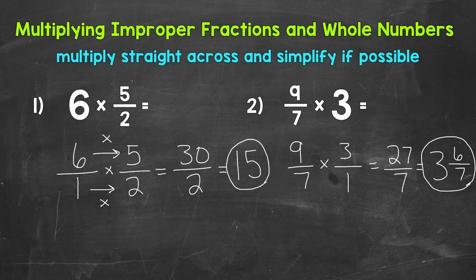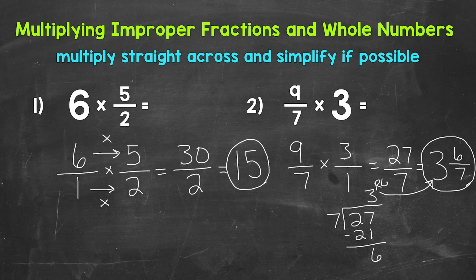Now, just for a quick recap as far as how we went from that improper fraction, 27/7, to the mixed number 3 and 6/7, I'll work this out by hand. So we did 27 divided by 7. How many whole groups of 7 in 27? Well, 3 whole groups. That's the whole number part of the mixed number. 3 times 7 is 21. Subtract 27 minus 21 is 6.